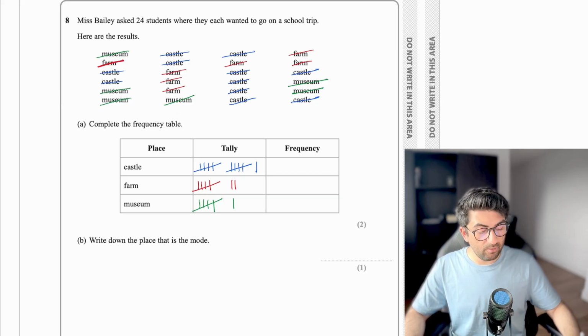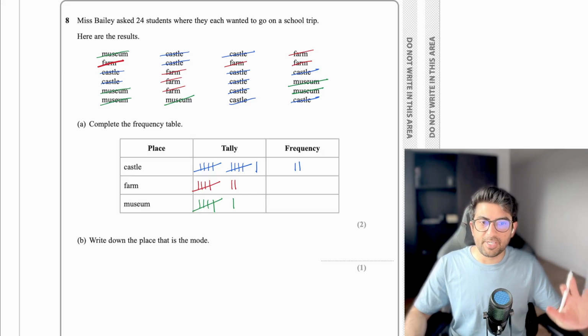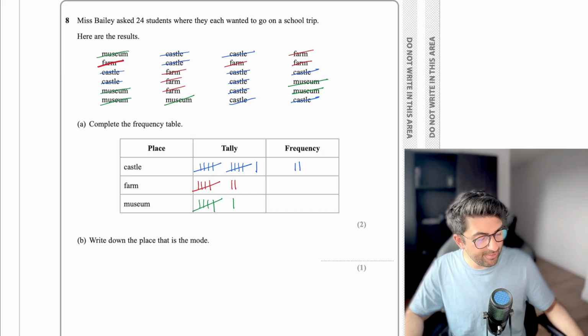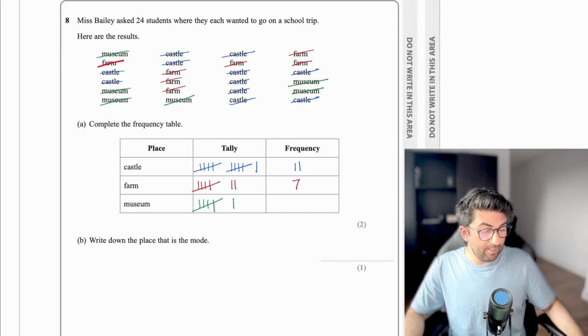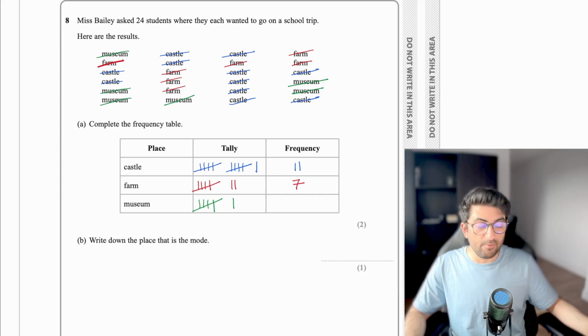Okay, next, we need to add them up. So the castle. We've got 2 sets of 5 and a 1. That makes 11. Remember, each one with a cross through is a 5, so we don't need to count them. We just know. Farm, we've got a set of 5 and 2, which makes 7. And museum, we've got a set of 5 and 1, which makes 6.